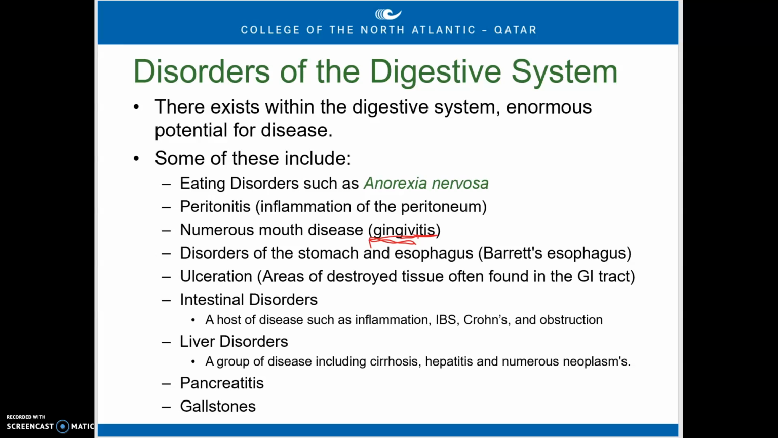The liver is subject to several diseases as well, including cirrhosis, hepatitis, again an infection of the liver, and numerous neoplasms. Don't forget what neoplasms are. On top of that, we can have pancreatitis, which is an inflammation of the pancreas, and gallstones, which are formations of calcium deposits in the gallbladder that prevent the bile from being secreted from the gallbladder into the small intestine. And that's the end of the unit on digestion.